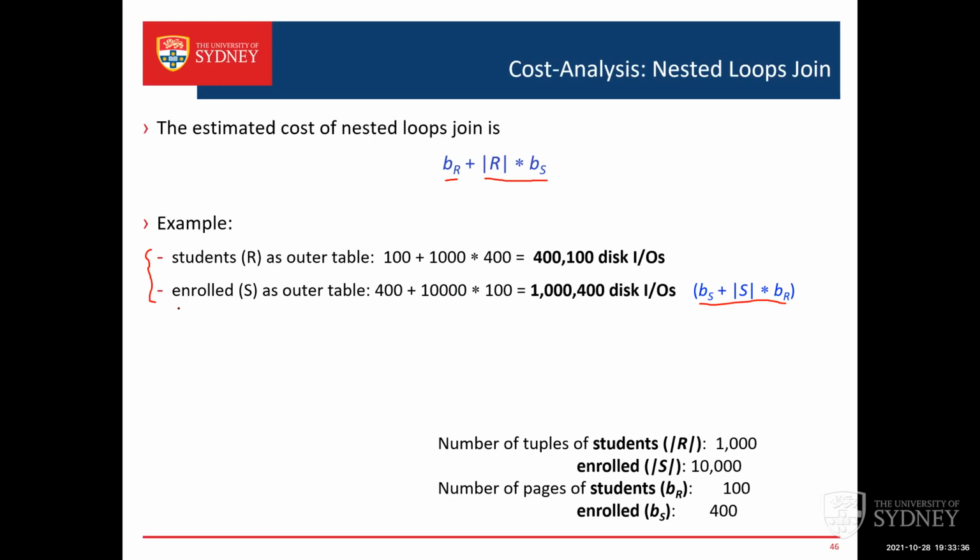Which one should we use as an outer table? Any idea? Anyone can guess? Yep. Someone said that one. Someone is asking, is the outer table already defined or should we make the decision? You have to make a decision on which one will give you less IO cost, right? So that's what I'm asking. How do you make the decision?